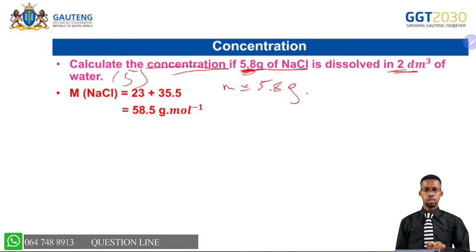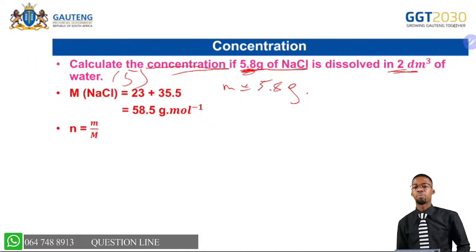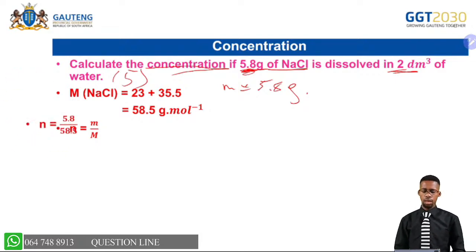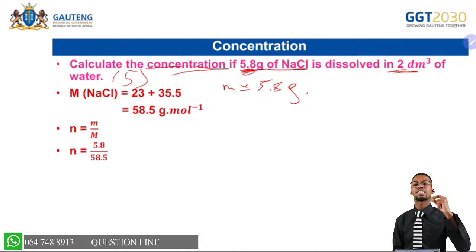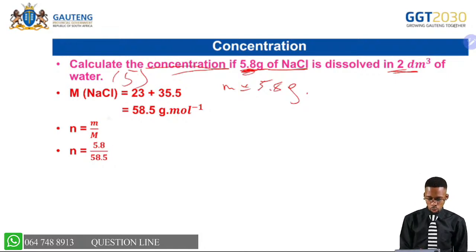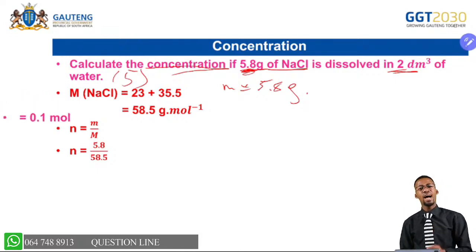So we have the sample mass, we have the molar mass. We can calculate the number of moles, which is our first step. So we use the formula: number of moles is equal to sample mass divided by what? By molar mass. And then we substitute, because it is very important. We win with substitution. Write the formula, substitute. So we substitute. What is our sample mass? 5.8 grams divided by our molar mass, which is 58.5.